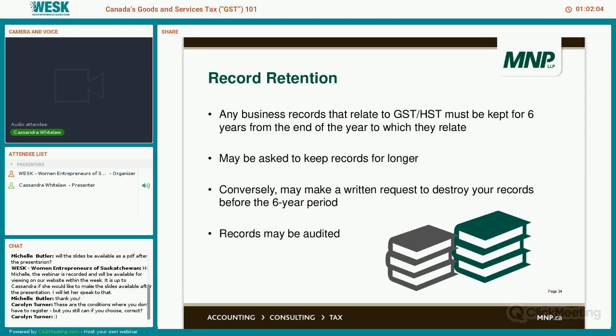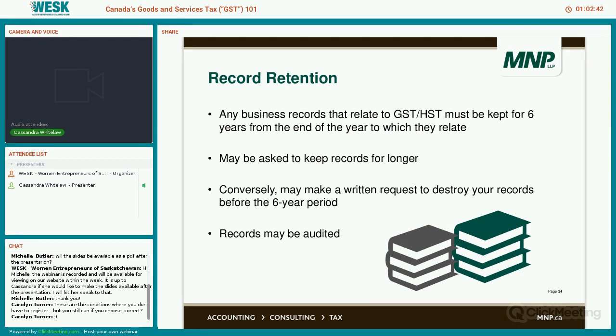So in terms of record retention, this is really crucial when you're dealing with anything, be it income tax, GST, anything with the Canada Revenue Agency. For GST specifically, you're required to keep any business records relating to the GST or HST for 6 years from the end of the year to which they relate. So this basically means that at all times you're going to have 7 years of records on hand. You're going to have the prior 6 years as well as the current year. The CRA can ask you to keep these records for longer, and conversely, you can make a written request to the CRA to destroy your records before the 6-year period, but you do need to get their approval before you destroy them early.